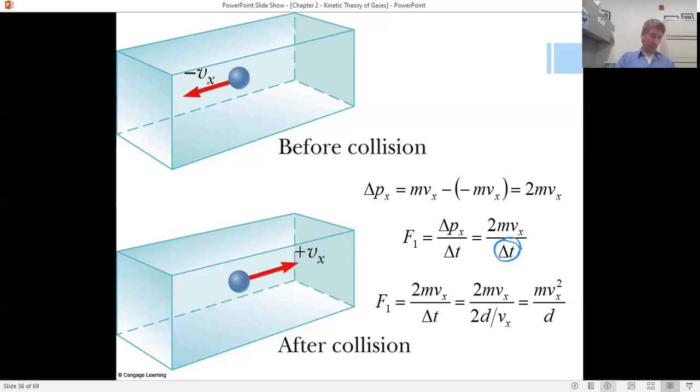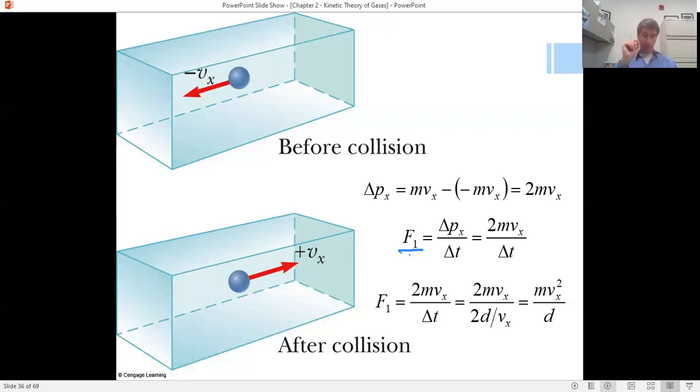Again, it hits the wall, bounces back, hits the wall again, bounces back. And we need this delta t because the force isn't constant. The force is only going to be present when the particle is hitting the wall, okay? But if we want the average force, and the average is what's important here because you've got so many particles in our final analysis hitting the wall at any one time, everything's going to average out over time. The force is going to be constant for a number of molecules hitting.